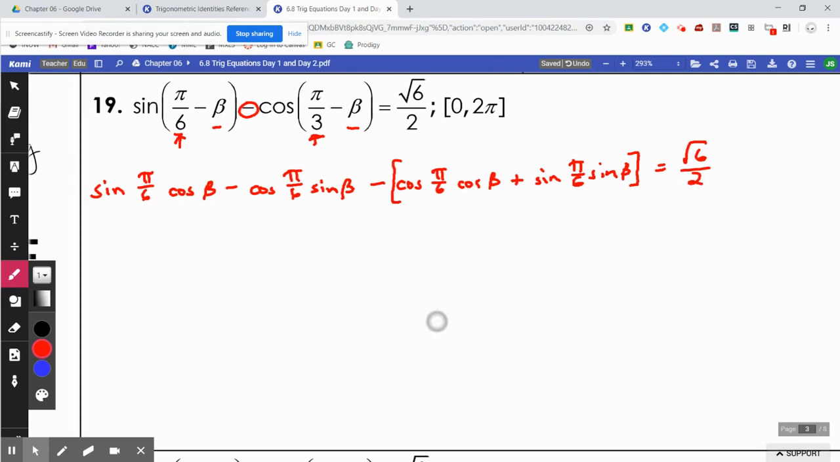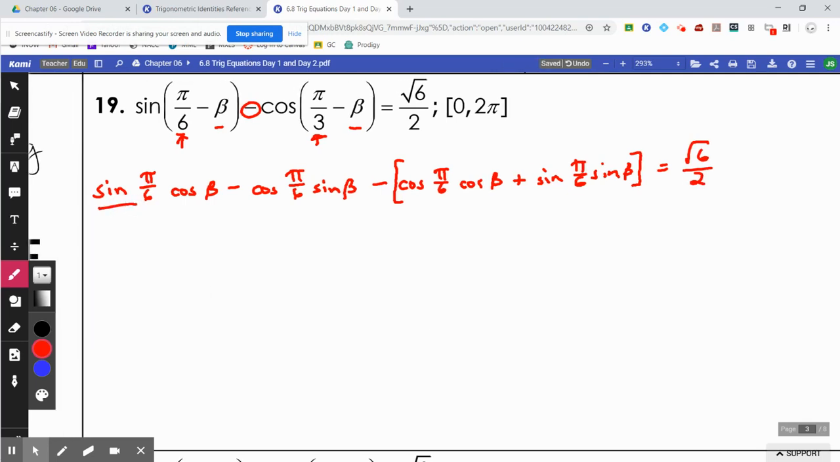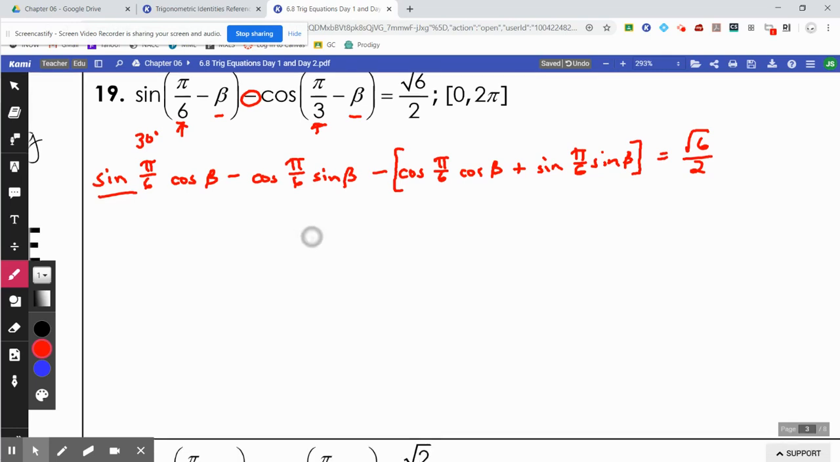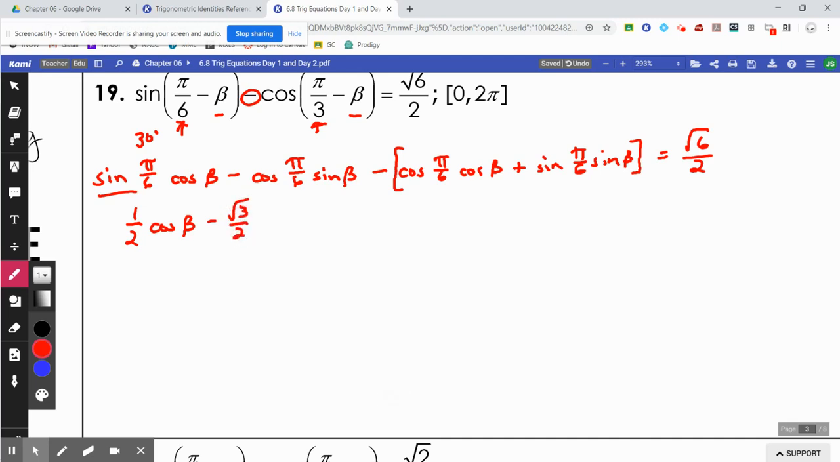Now, there's a lot of stuff here, again, that we can clean up. All of these, the pi over 6, by the way, is 30 degrees, so I'm going to replace all of those with their equivalent values. The sine of 30 is a half, so I now have 1/2 cosine beta minus root 3 over 2 sine beta minus, in parentheses, cosine of that was root 3 over 2 cosine beta, plus 1/2 sine beta is equal to root 6 over 2.